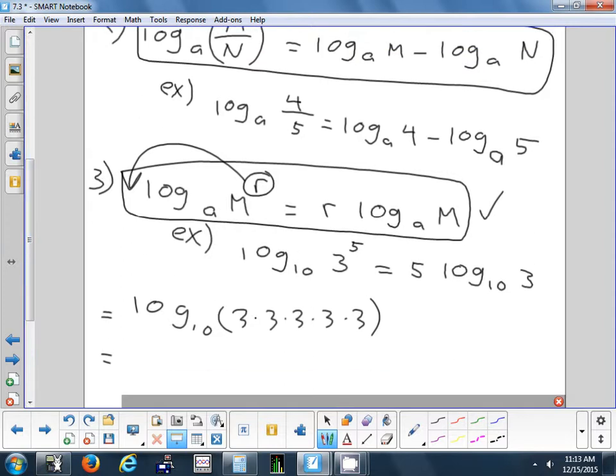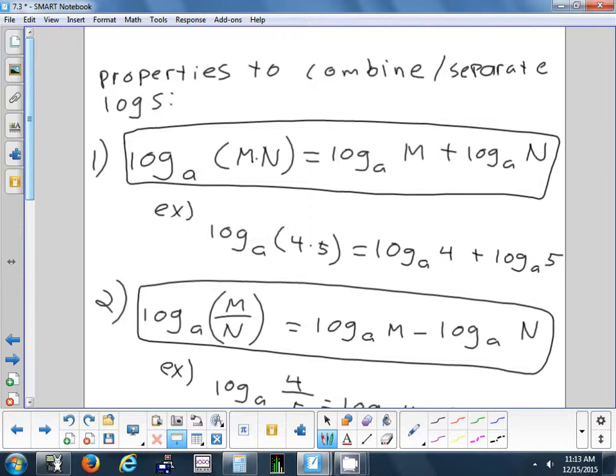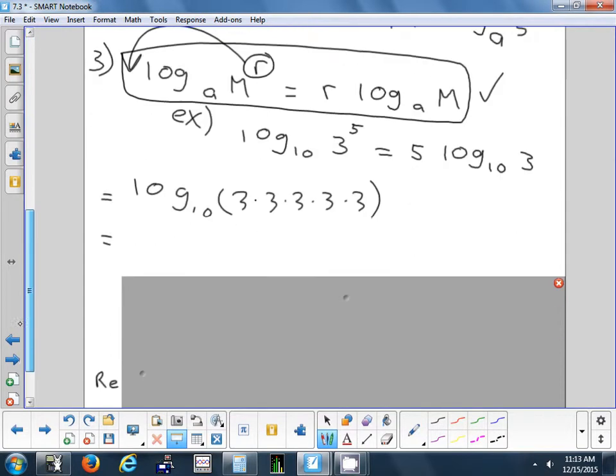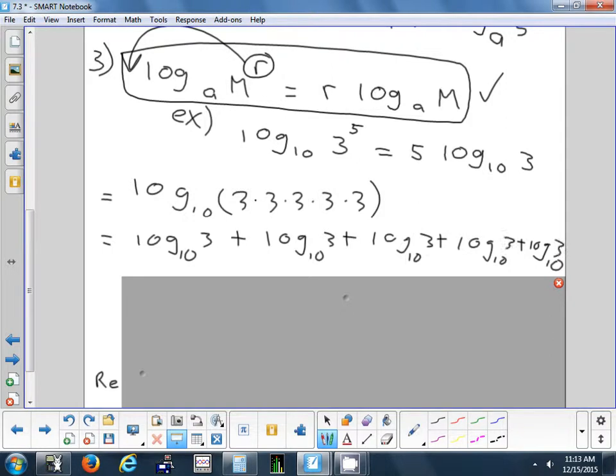Whenever we have multiplication, how did we say multiplication splits up? Addition. If you multiply two things, it splits up as two things. If you multiply five things, what do you think it's going to split up as? Five things. Log, log, log, log, log. What's the base on each one of them? Ten. Yep, they're all 10. And what's going to be the argument in each one? Three. So we have log base 10 of 3 plus log base 10 of 3. How many log base 10 of 3s do I have? 5 log base 10 3s.